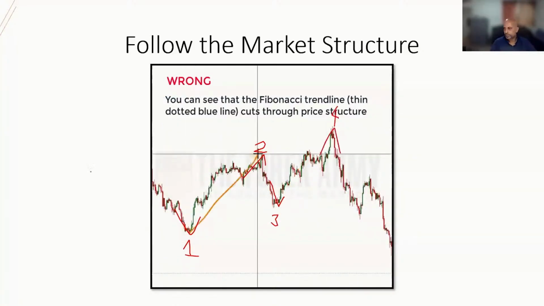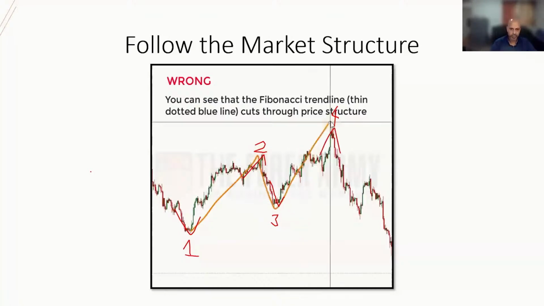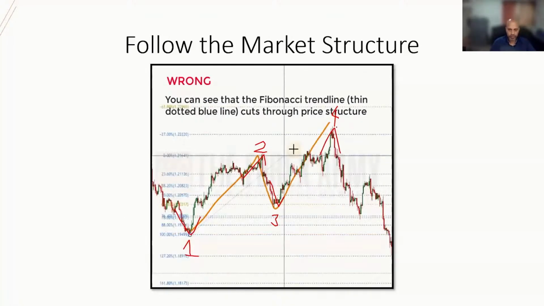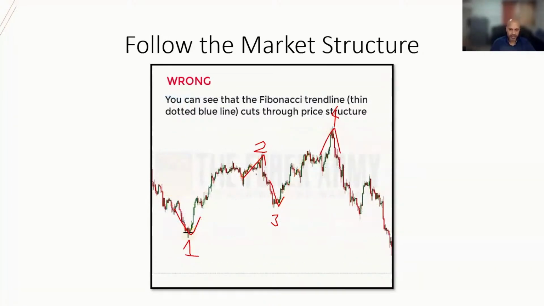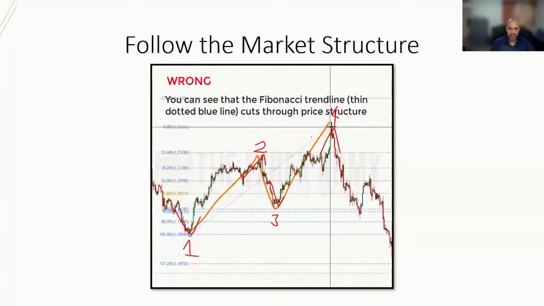But in this example, they're drawing the Fibonacci retracement starting from point 1, but going all the way up to point 4. As you can see here, the highlighted diagonal line is going to come up again. Now that highlighted diagonal line in blue, that is the trend line of the Fibonacci retracement tool, right?